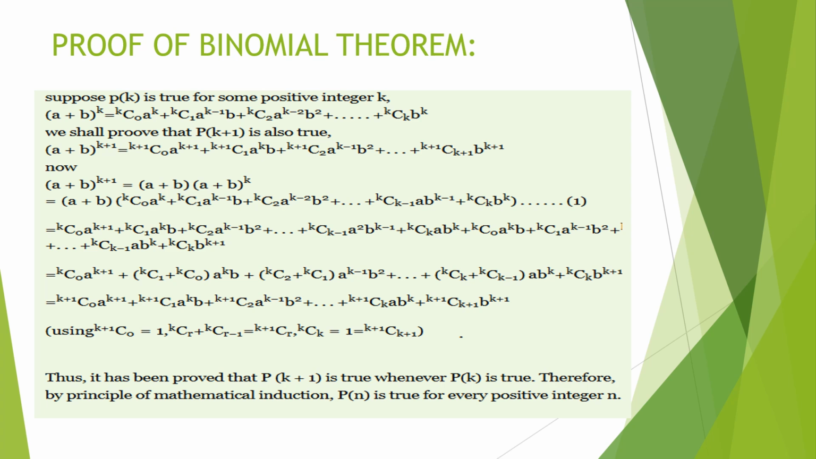And the last term is (k+1)C(k+1) b raised to k+1. So now what we have shown is the statement is true for k+1. Thus it has been proved that P(k+1) is true whenever P(k) is true. Therefore, by the principle of mathematical induction, P(n) is true for every positive integer n. This principle of mathematical induction is very useful for proving statements of this type.